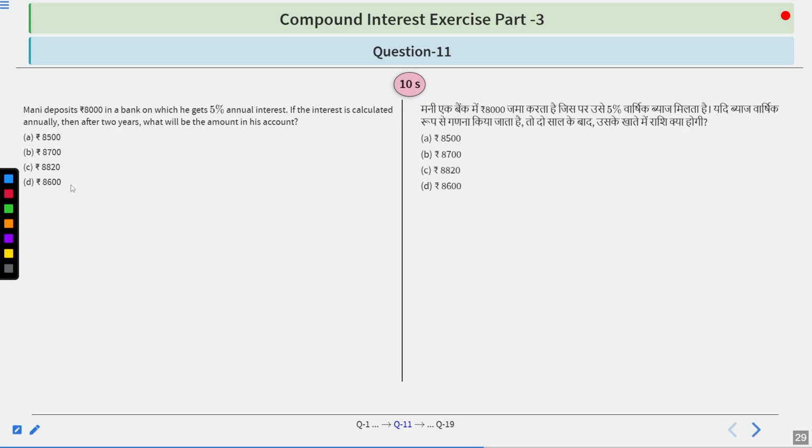Next, Money deposits rupees 8,000 in a bank on which he gets 5% annual interest. If the interest is calculated annually, then after 2 years, what will be the amount in his account? And the options are option A, rupees 8,500, option B is rupees 8,700, option C is rupees 8,820, and option D is rupees 8,600. These are the options.